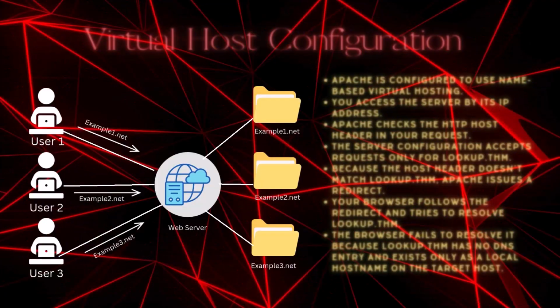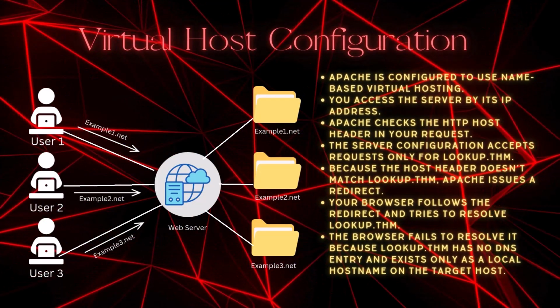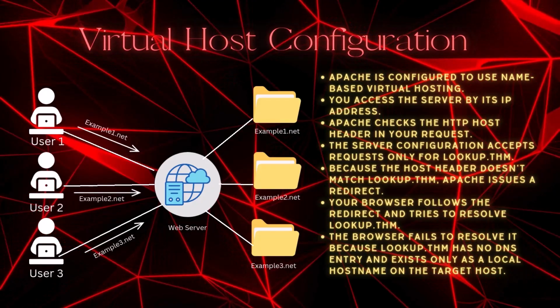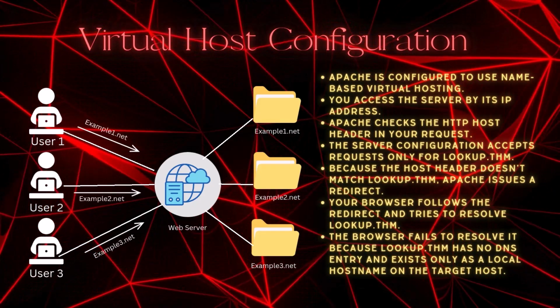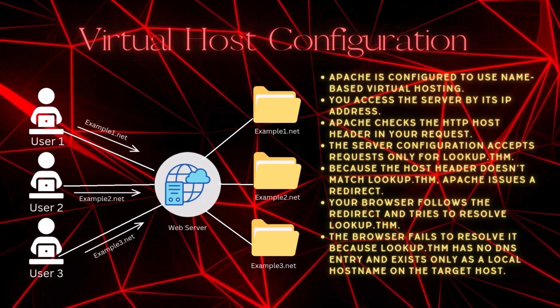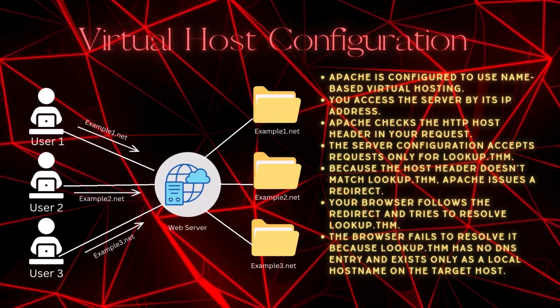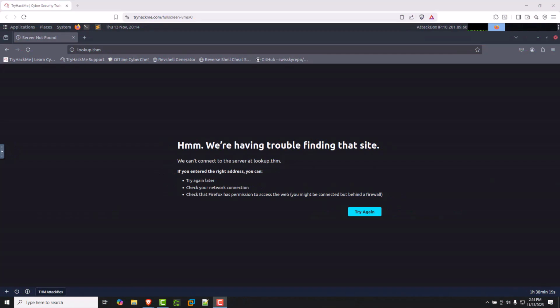Here's generally what's happening under the hood. Apache is configured with name-based virtual hosting. When you hit the IP directly, Apache looks at the HTTP Host header in your request. The server configuration only responds to requests for lookup.thm, so it sends a redirect. Your browser then tries to resolve lookup.thm, but it has no DNS entry. It's just a local host name configured on the target host.